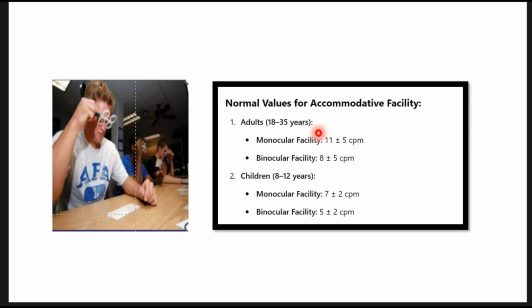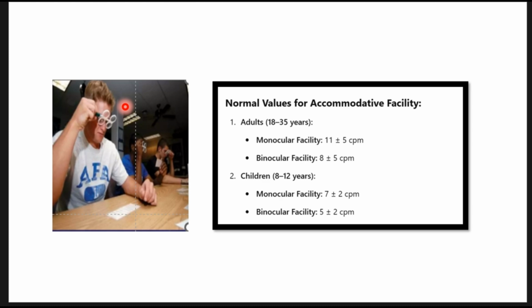That means you can flip the lenses about 11 times plus or minus 5 cpm in this patient before the patient is going to start having problems with the blurring of vision. And binocular facility is 8 plus or minus 5 cpm. Similarly, in children, monocular facility will be 7 and binocular will be 5 plus or minus 2 cycles per minute. You can see that the monocular facility is slightly higher as it doesn't involve the contamination by vergences.